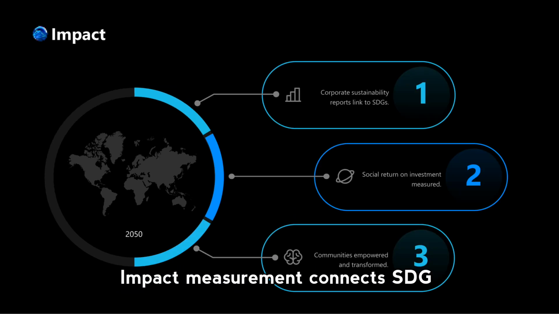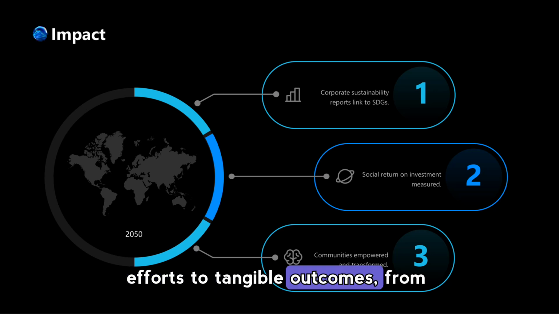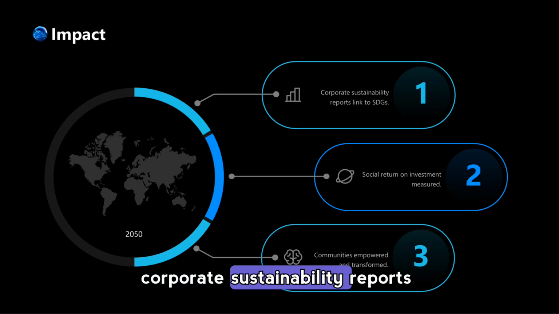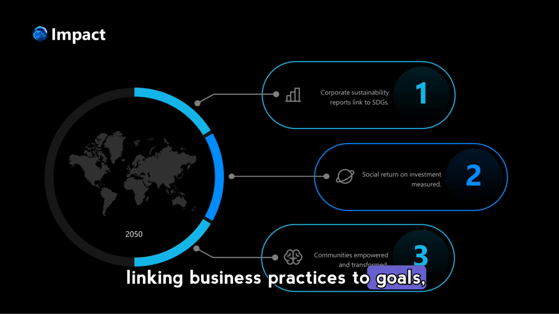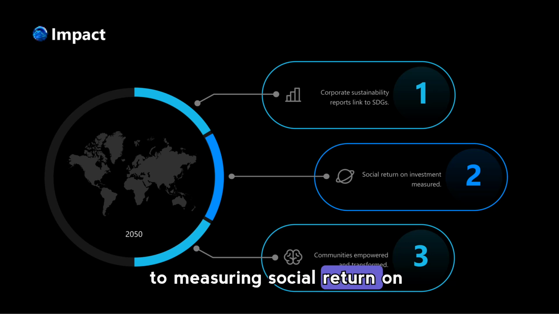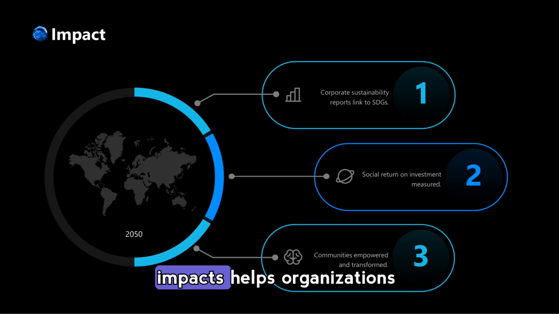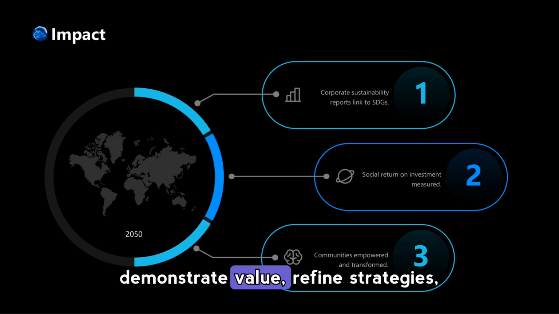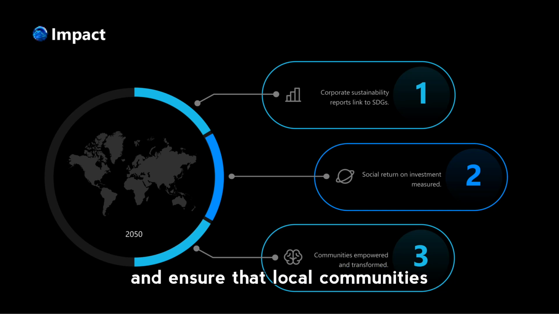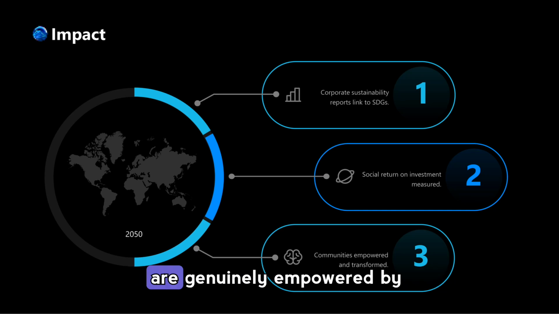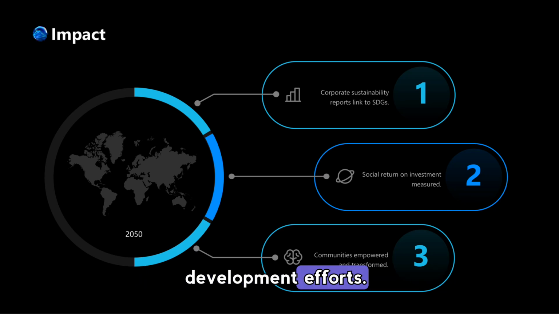Impact measurement connects SDG efforts to tangible outcomes, from corporate sustainability reports linking business practices to goals, to measuring social return on investment and community transformations. Tracking these impacts helps organizations demonstrate value, refine strategies, and ensure that local communities are genuinely empowered by development efforts.